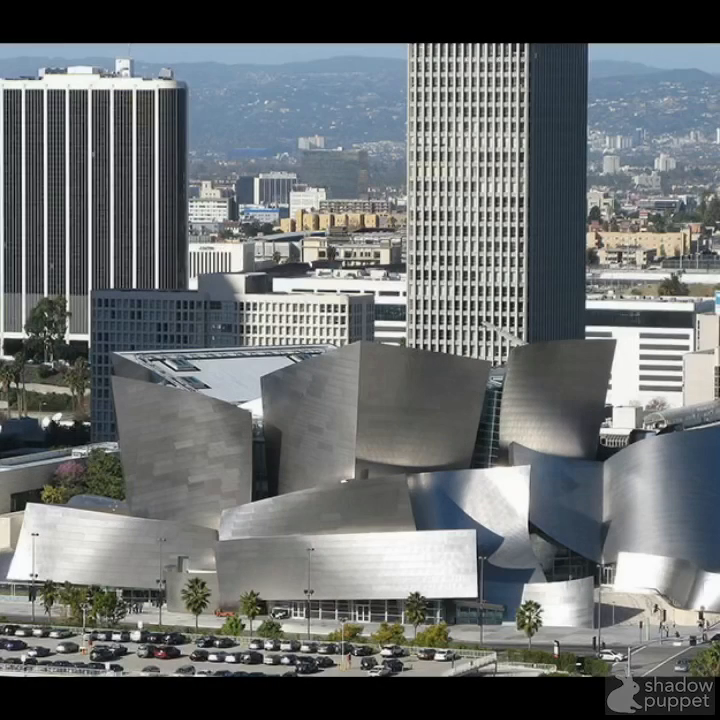Let me introduce you to Frank Gehry. Who is he? He's only probably the most famous living architect in our world. This building down in front is one of the very unique buildings that Frank Gehry has come to be known for.